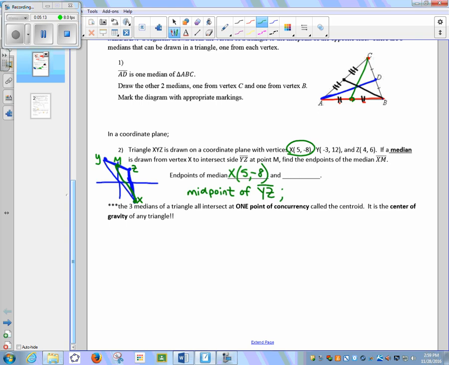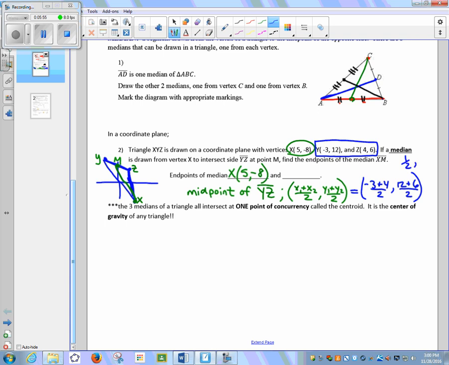If you recall our midpoint formula, we add the x's and divide by 2, so we're finding the average of the x's and the average of the y's. In this case, we're finding the midpoint of YZ. We're going to use these two coordinates and add the x's. That's -3 plus 4 over 2. And add the y's, 12 plus 6 over 2. Well, -3 plus 4 over 2 gives you a positive 1/2.